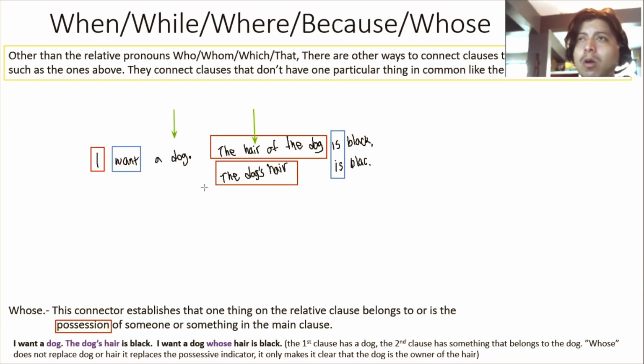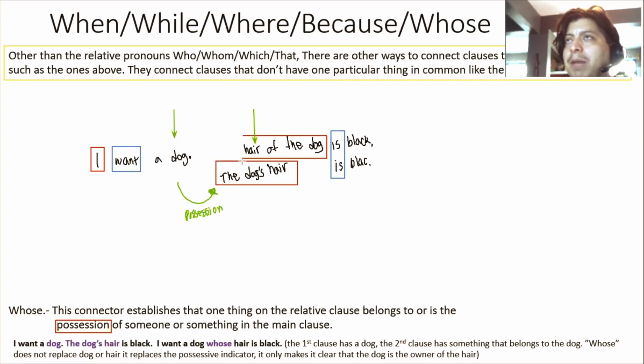Entonces, aquí lo que hay es lo que podríamos decir una posesión. Estamos diciendo que yo quiero un perro y yo quiero que ese perro sea dueño, possession, sea dueño de un pelo negro. Entonces, ¿qué es lo que hago? Aquí lo que voy a quitar es este marcador que tengo de posesión. The hair of the dog es el pelo.